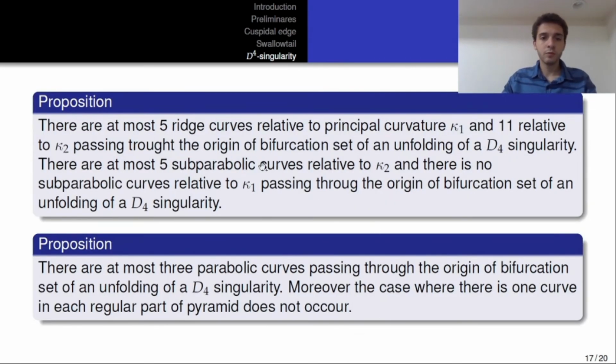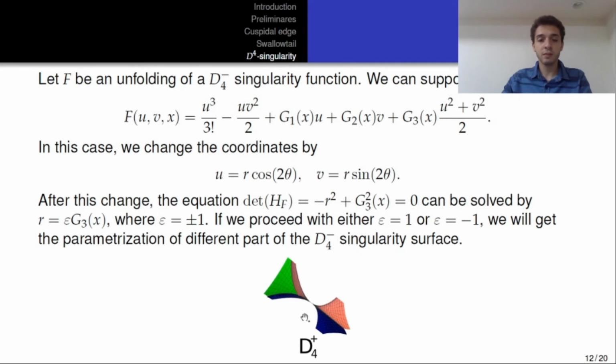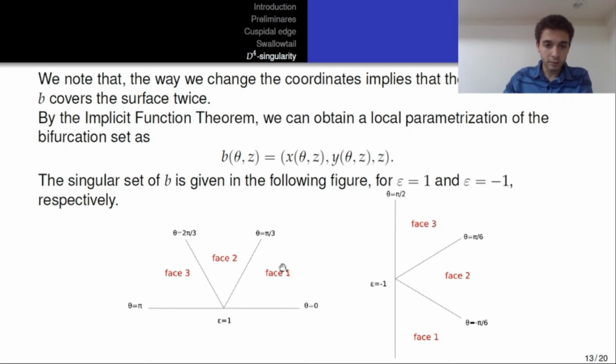Now we consider the number of ridge curves, subparabolic curves, and parabolic curves in the pyramid. For example, there are at most 5 ridge curves relative to principal curvature kappa 1 and 11 relative to kappa 2, passing through the region of the bifurcation set of an unfolding of the D4 singularity. So if we take the D4 singularity, the bifurcation set will be this singularity, in this case a pyramid. And if you consider the number of parabolic curves passing through the region this way, for example, we say that it is in phase 1, phase 2, and phase 3.